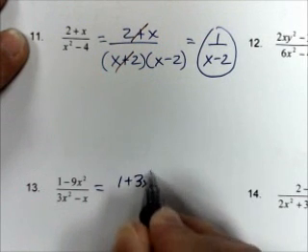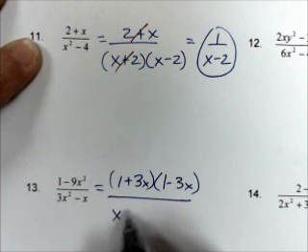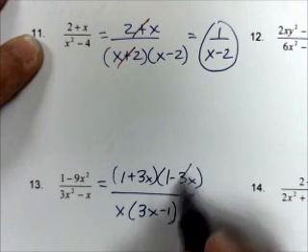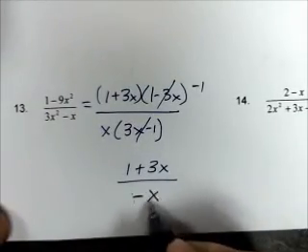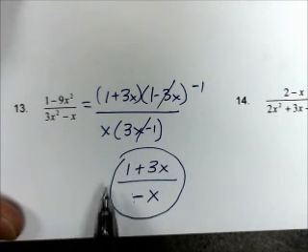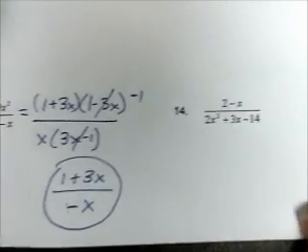1 plus 3x, difference of two perfect squares, 1 minus 3x. GCF of x, 3x minus 1. These are opposites. They divide out. Replace with a -1. I'm actually going to move that -1 into the denominator, so that my numerator is going to stay 1 plus 3x, and I'll have -1 times x, which is -x in the denominator. Now the negative could have been placed in the numerator. It can also be placed out in front of the fraction. All three would be equivalent.